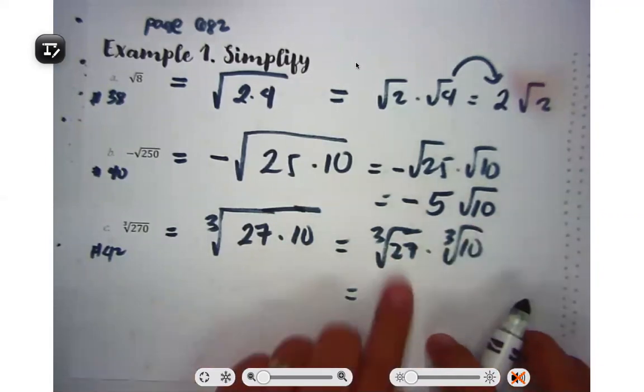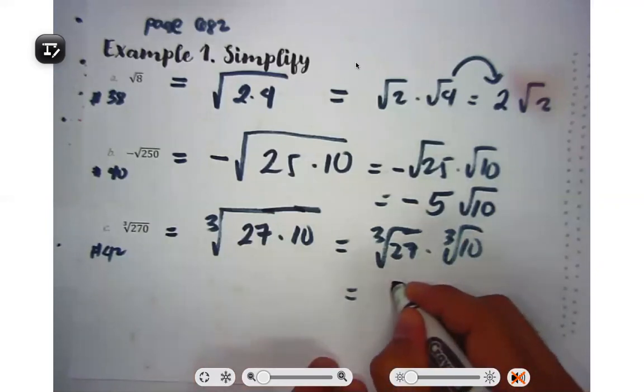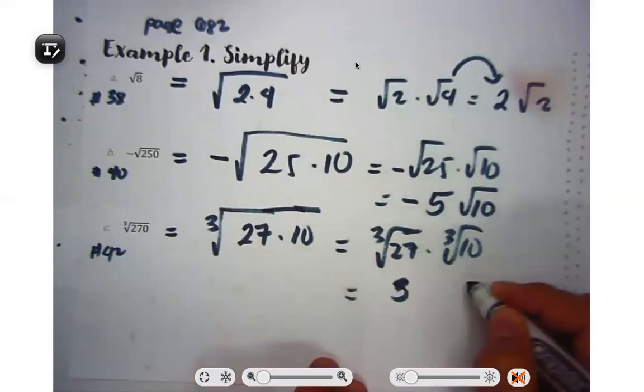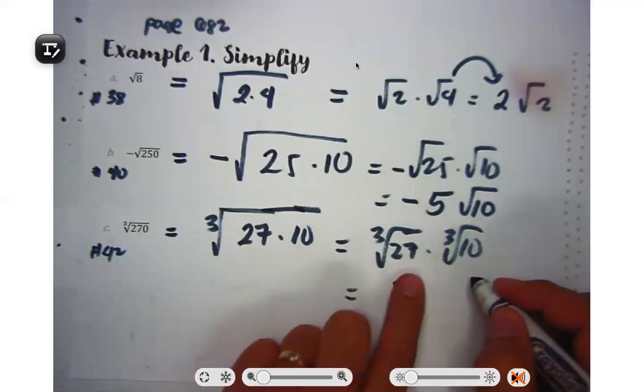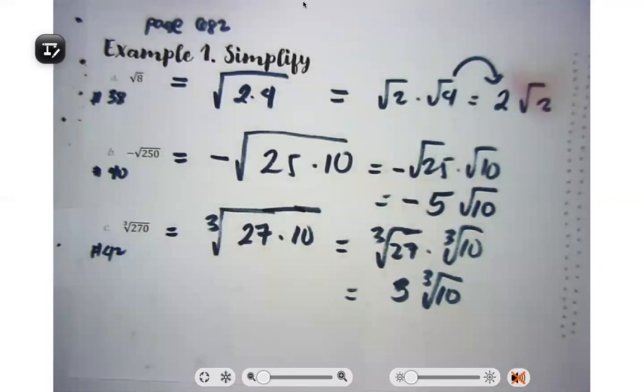Let's get the cube root of 27. What's the cube root of 27? Cube root of 27? 3. No more radical in there. Just copy the cube root of 10. So you have 3 cube root of 10.